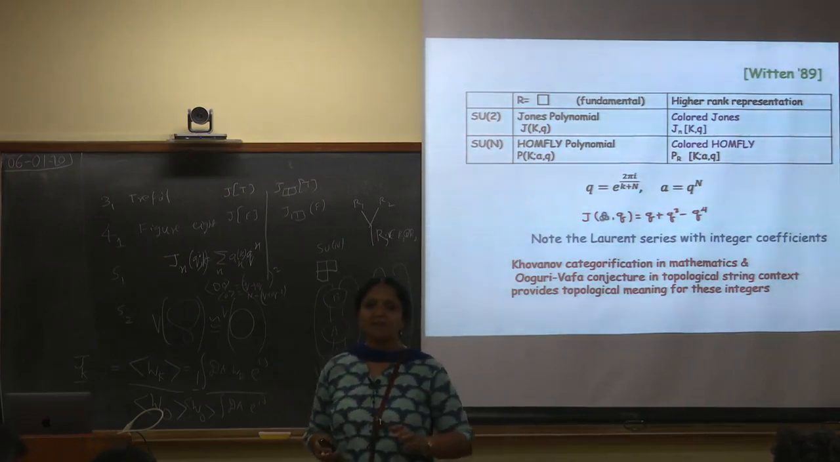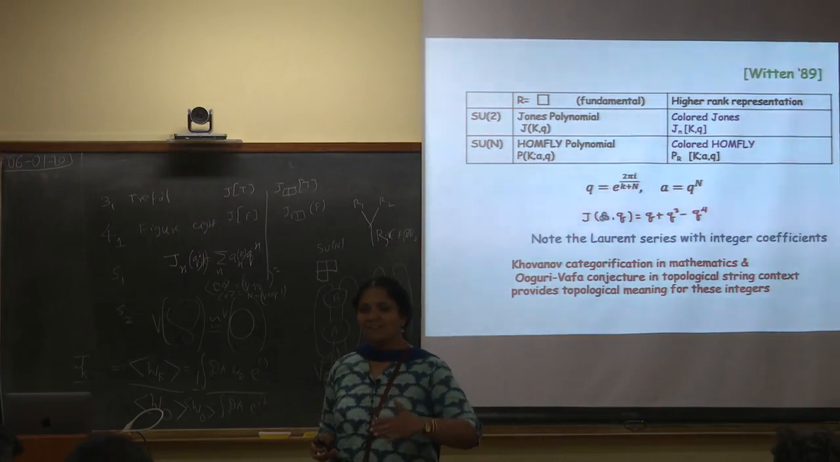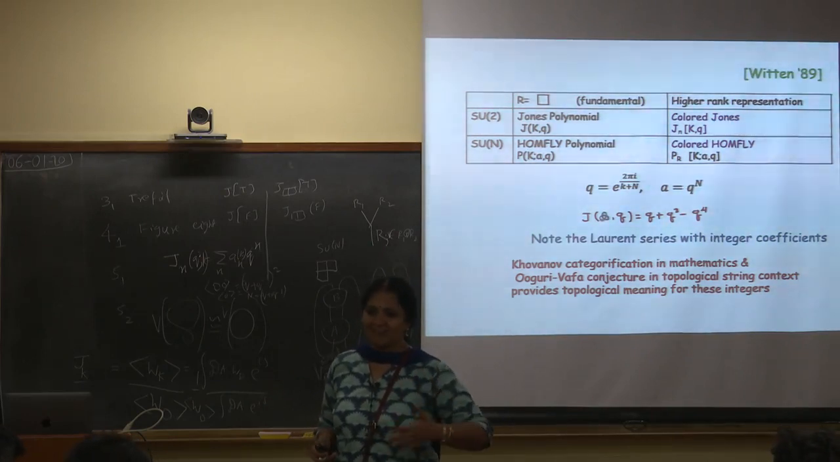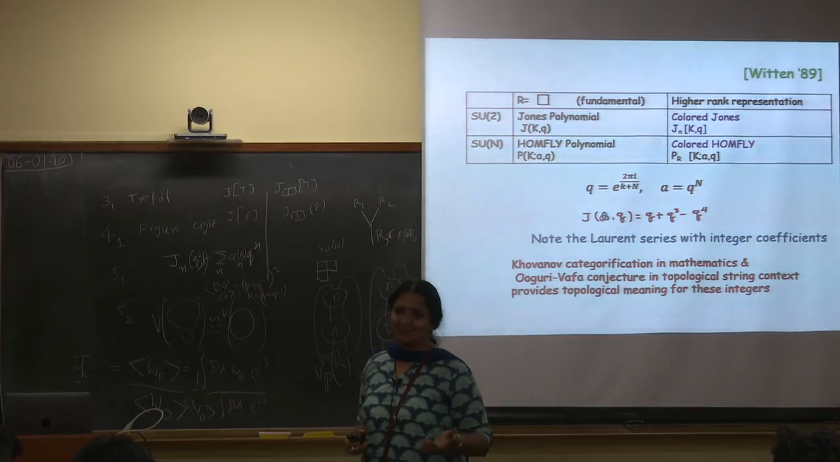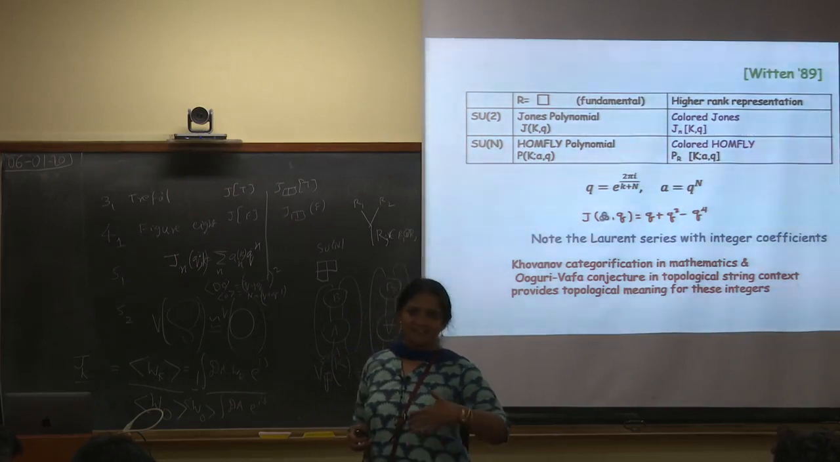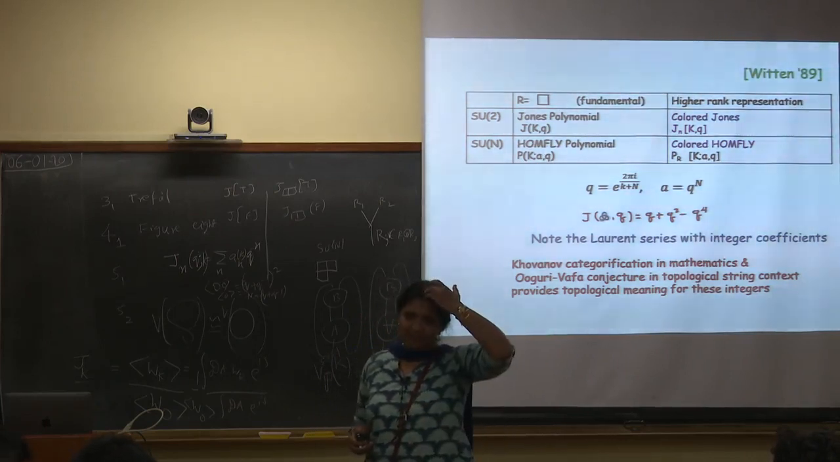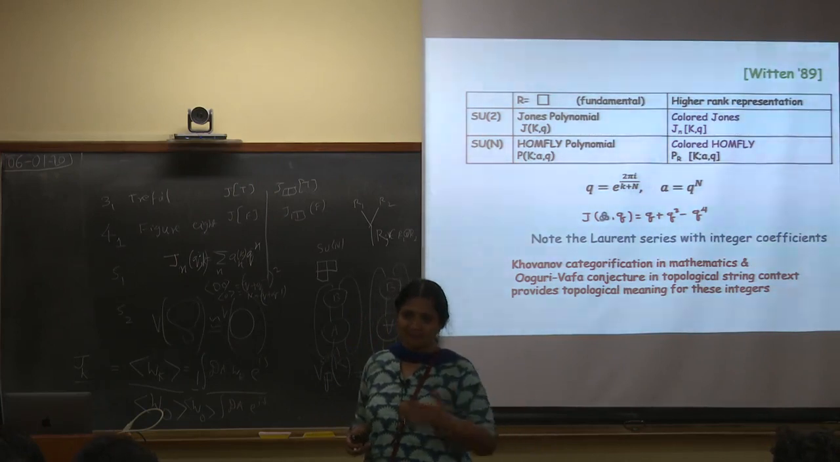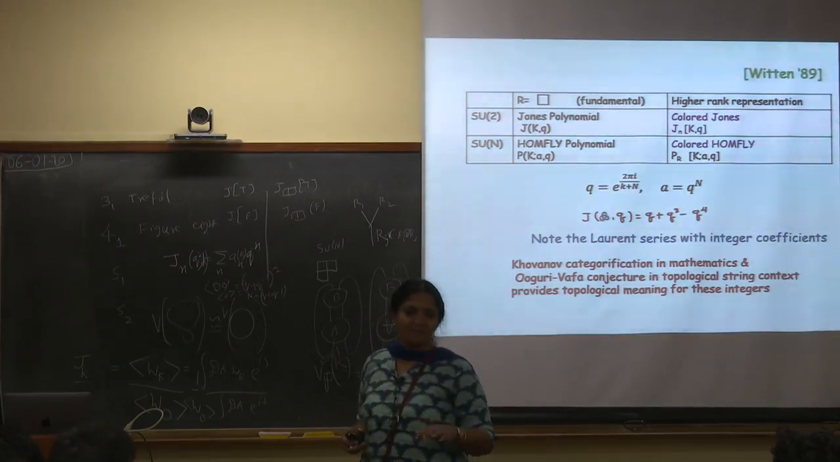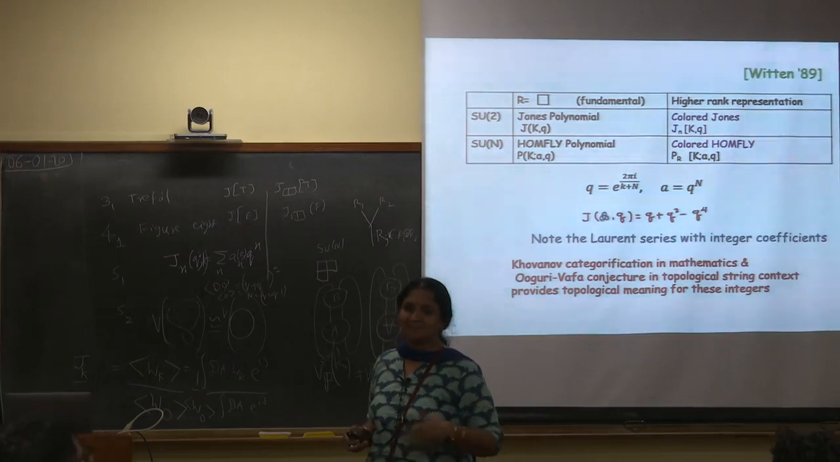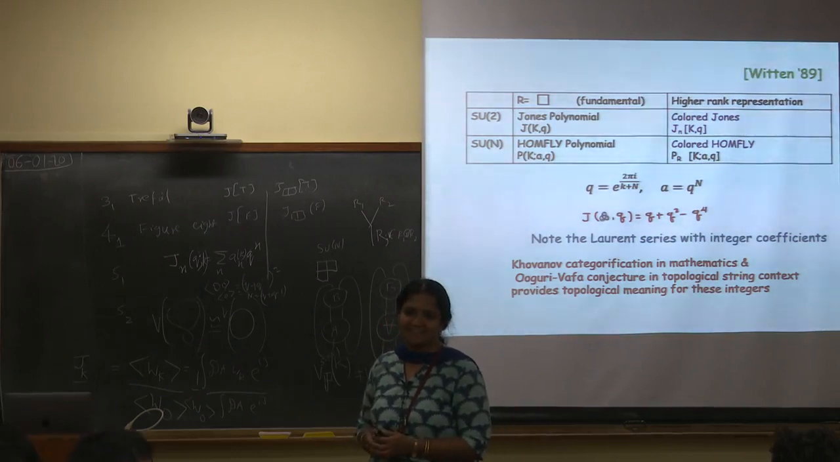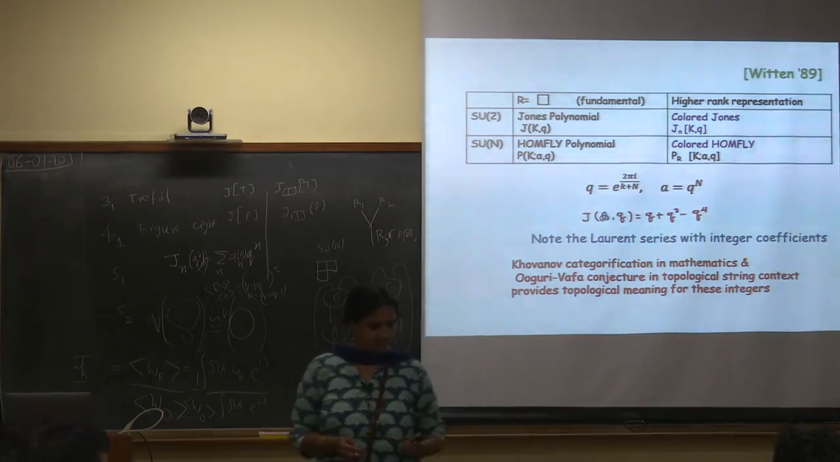For S2 cross S1, the canonical quantization says the partition function is 1, right. You can go to a gauge and show that the canonical quantization of Z on S2 cross S1 in Chern-Simons is 1. So then it becomes more difficult to work with S2 cross S1.